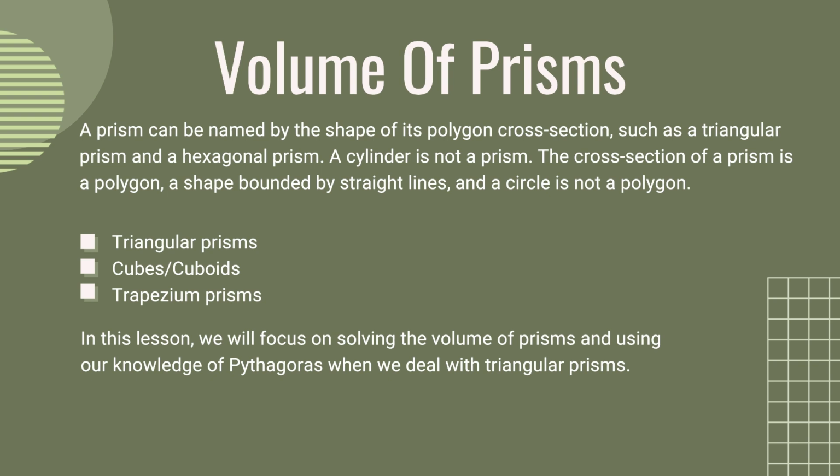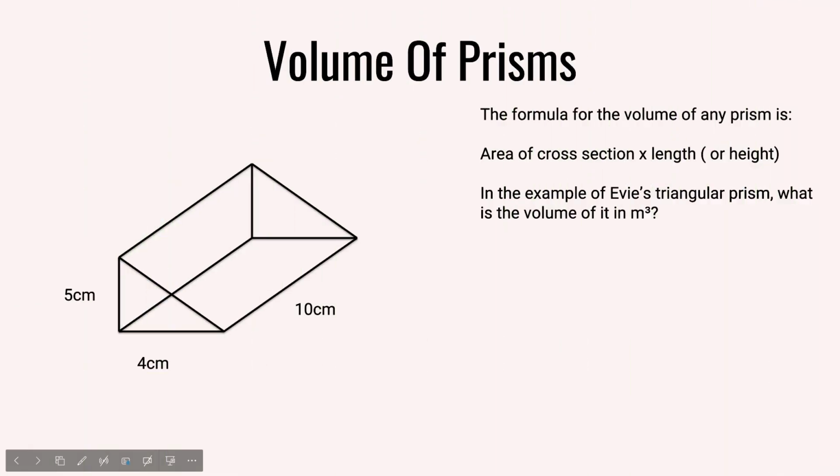In this lesson, we will focus on solving the volume of prisms and using our knowledge of Pythagoras when we deal with triangular prisms. Let's look at this example here to work out the volume of the prism. The prism is a triangular prism with a base of 4 cm, a height of 5 cm, and a length of 10 cm. The formula for the volume of any prism is the area of the cross section times the length, or the height, depending if it is lying across the floor or facing upwards.